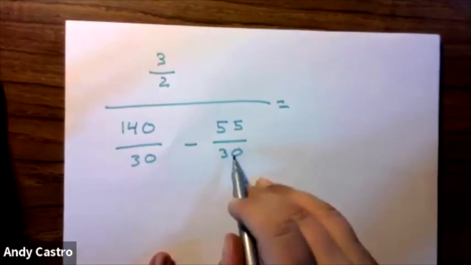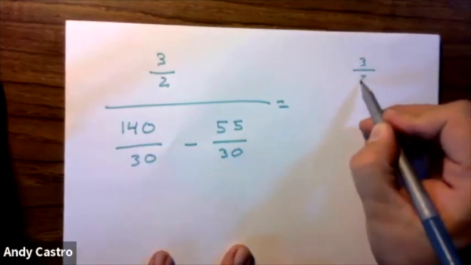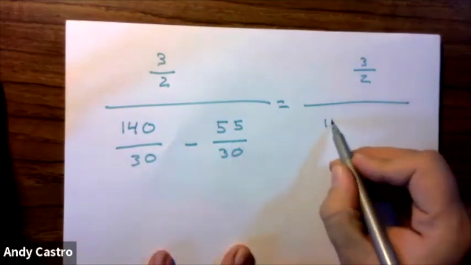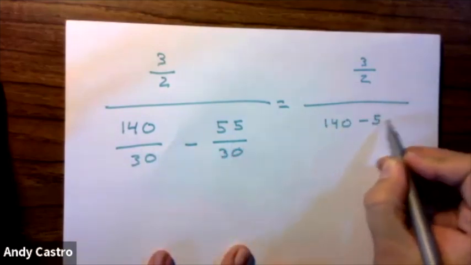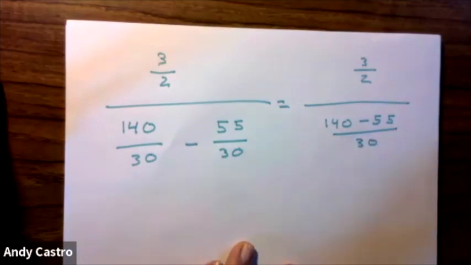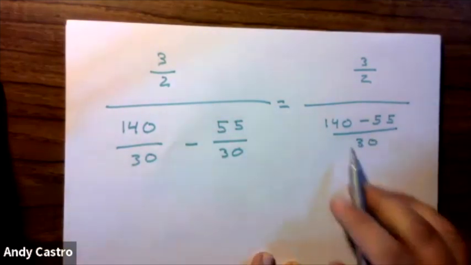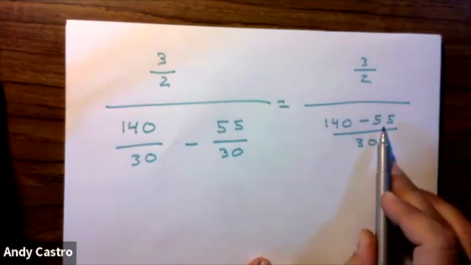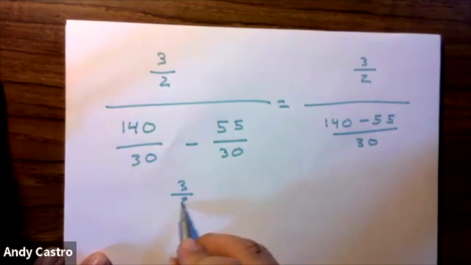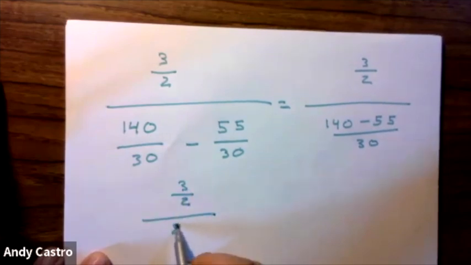Now, since these two have a common denominator, what I can do is combine the numerators. 140 minus 55 over 30. Now 140 minus 55, that's 85. So I have 3 halves over 85 over 30.